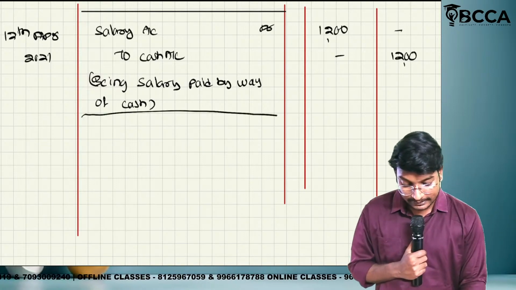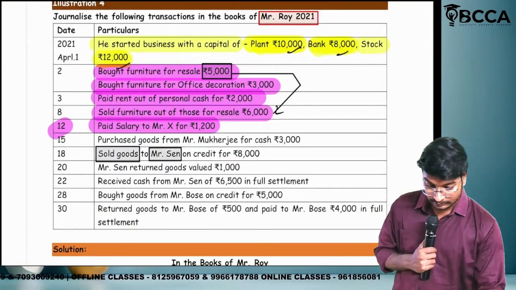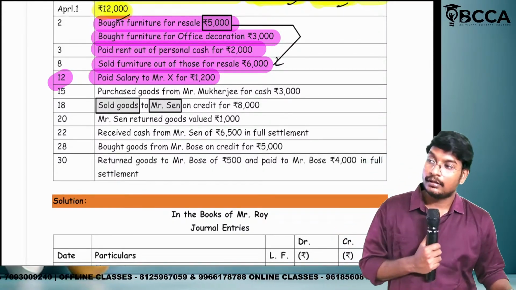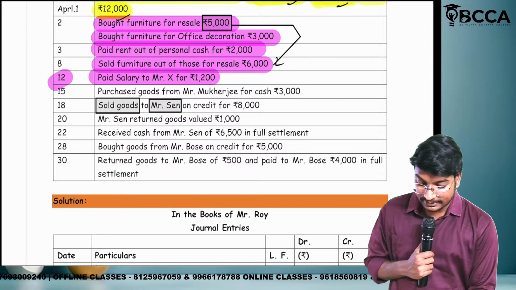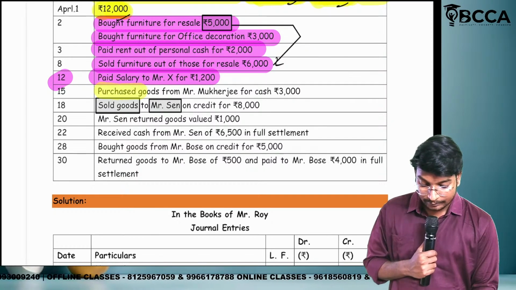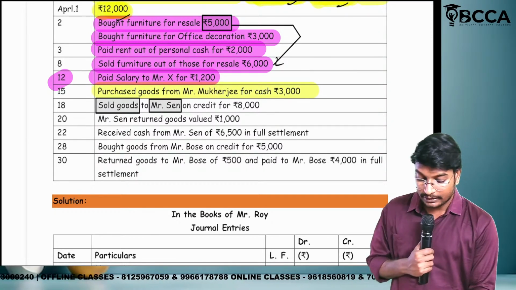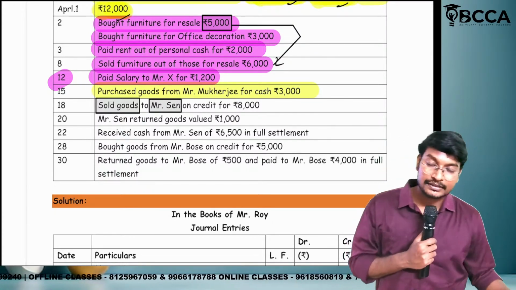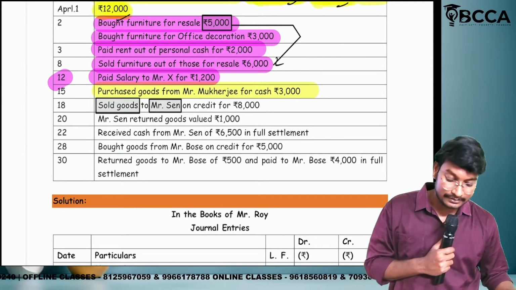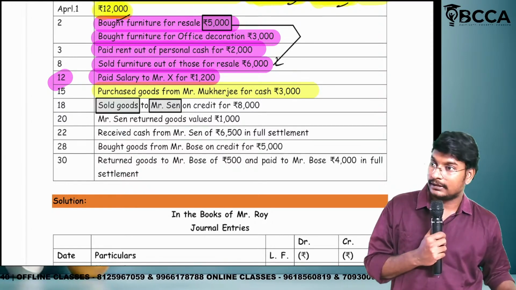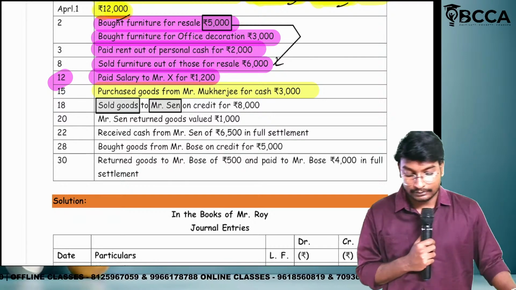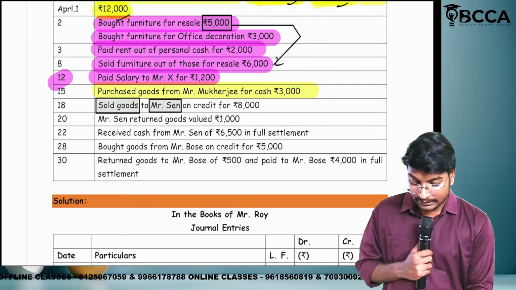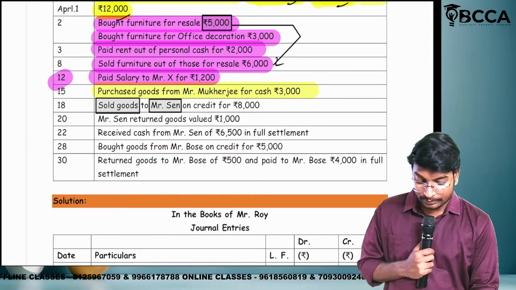What is the next transaction he has given, ma? Purchase of goods from Mr. Mukherjee for cash. Whether this one is a cash transaction or credit transaction, because they have clearly specified that, okay na, for cash. So what are the two outcomes that come into the picture? Purchases and cash. Purchases expenditure debit balance increases debit. Cash asset decreases credit. So what is the entry we'll get, ma? Purchase account debit to cash account, because here it is clearly specified that it is a cash transaction.